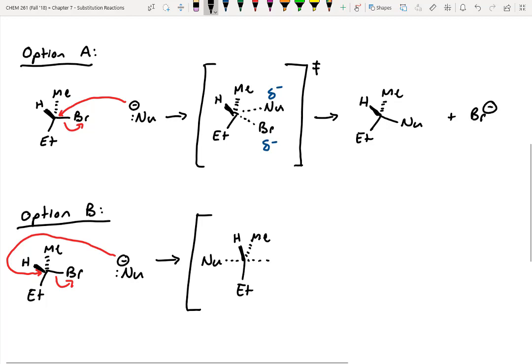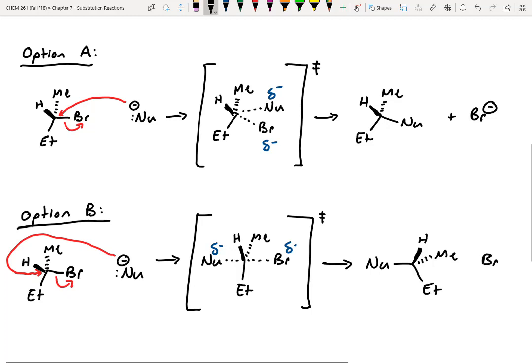And then our bromine is going to be halfway on, halfway off. And just like with the other example, we're going to have partial negatives on our leaving group and a partial negative on our nucleophile. And our final product will have our nucleophile over here, our methyl group down here, and then our ethyl group over here. And bromide would be our leaving group.